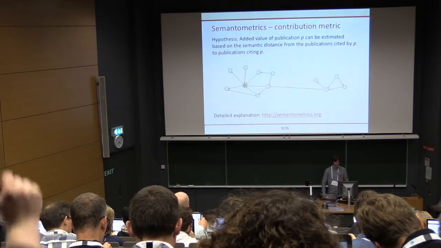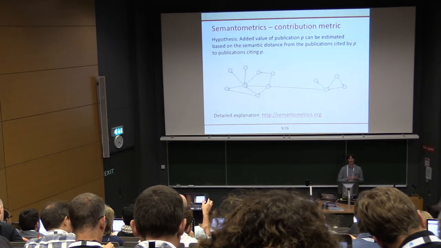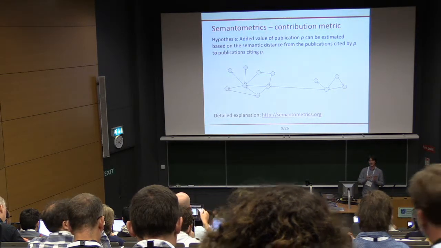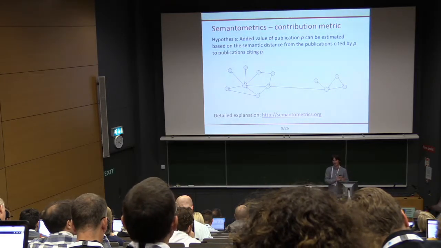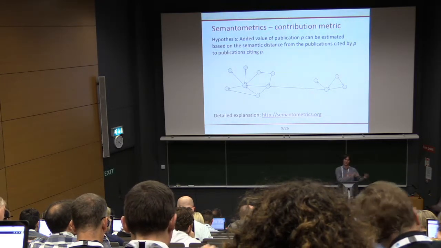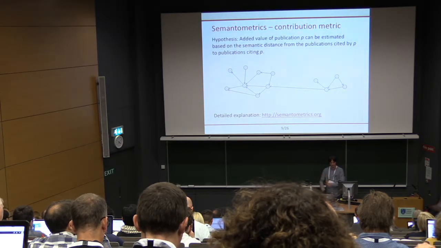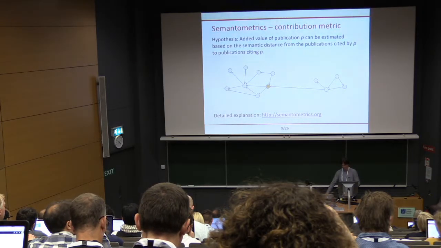Okay? That's the intuition behind that metric. It is measured by using the full text, and by calculating the semantic distance between the publications that cite you, the publications you cite, and the publications that will cite you in the future. And as I said, a detailed explanation is at the link below.